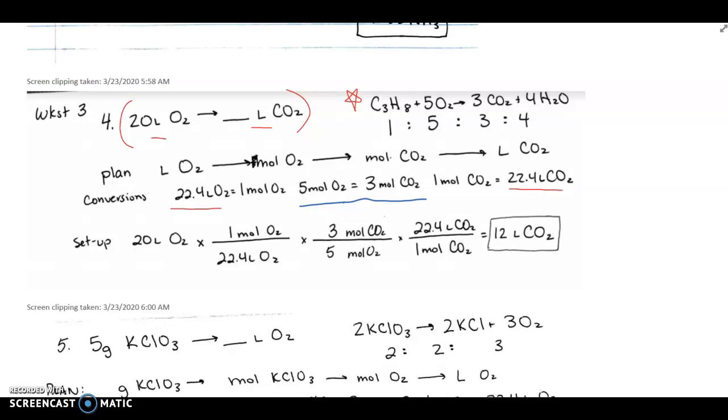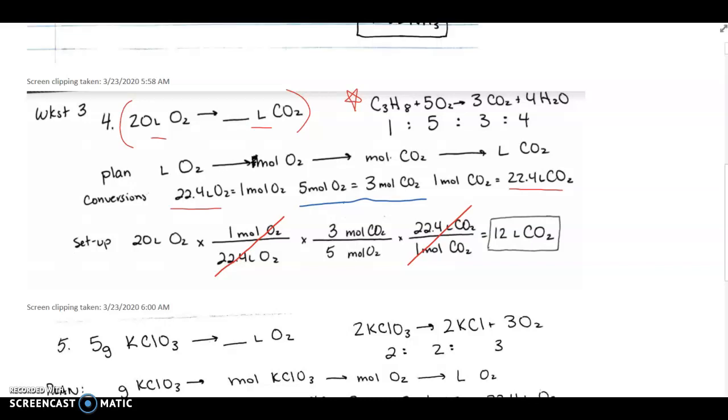The cool thing about going from liters to liters is we can go ahead and eliminate these two, and then we're just doing 20 times 3 over 5 equals 12 liters of CO2. Liters to liters is pretty simple because you're just using 22.4 liters of one thing to 22.4 liters of the other thing. You just have to do the mole ratio in the middle. Okay?